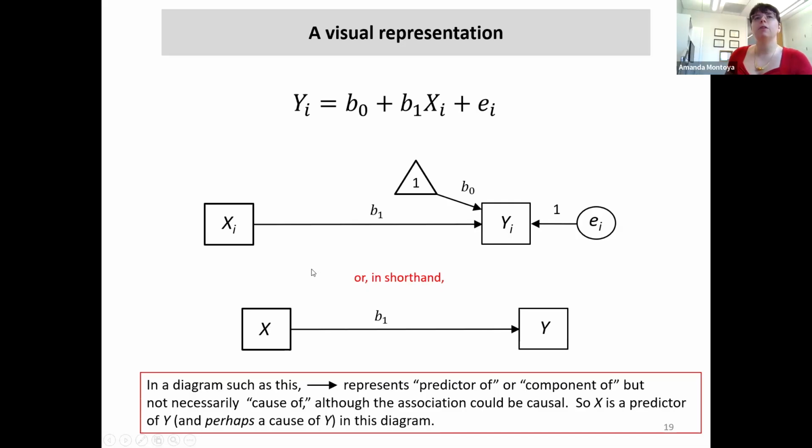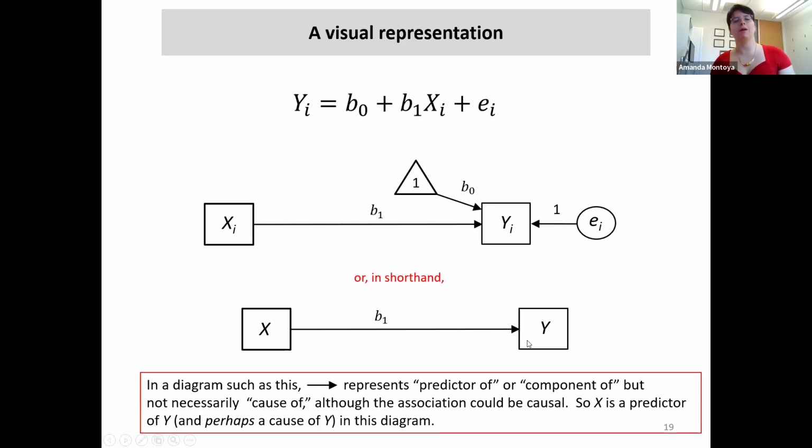A lot of the time, though, we'll use a shorthand where we're just focusing on the parts of the visualization that are useful to us. So here I have what I'll use for shorthand, which is x predicting y and the slope being b1. I've dropped off the intercept and I've dropped off the residual. And that doesn't mean that they're not there.